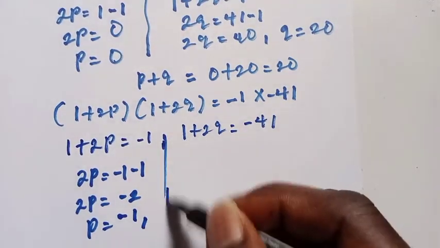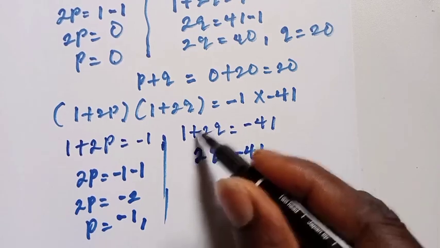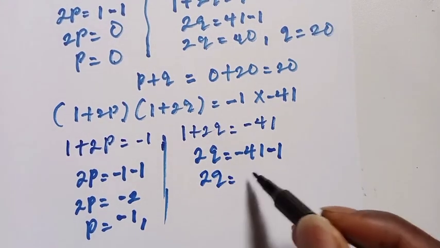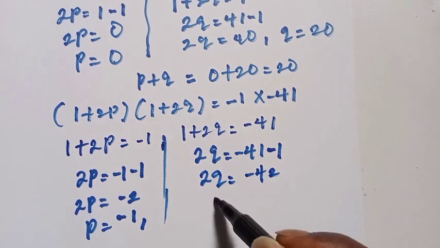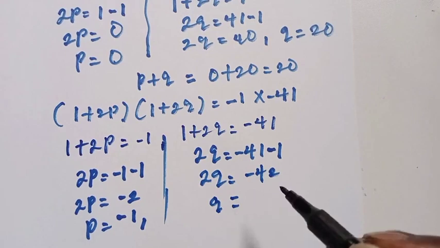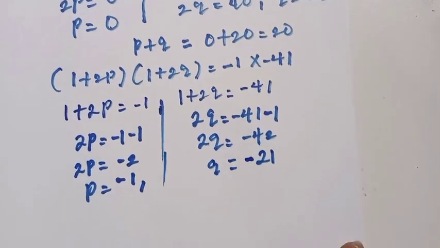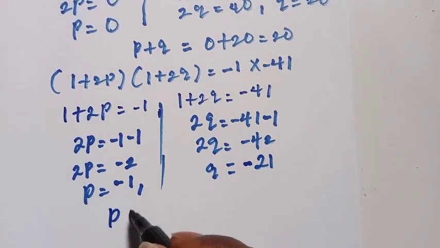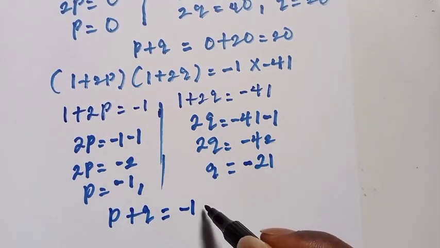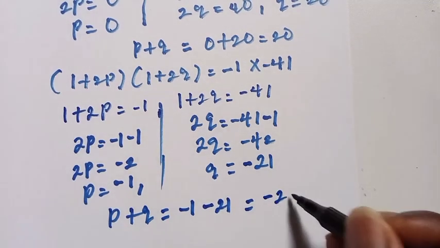Now from this end, 2q here will be equal to minus 41, and then when 1 crosses, it becomes minus 1. So 2q will be equal to minus 42, and then when you divide both sides by 2, you have that q is equal to minus 42 divided by 2, which is minus 21. Now from here, p plus q is equal to minus 1 and then minus 21, which is equal to minus 22.